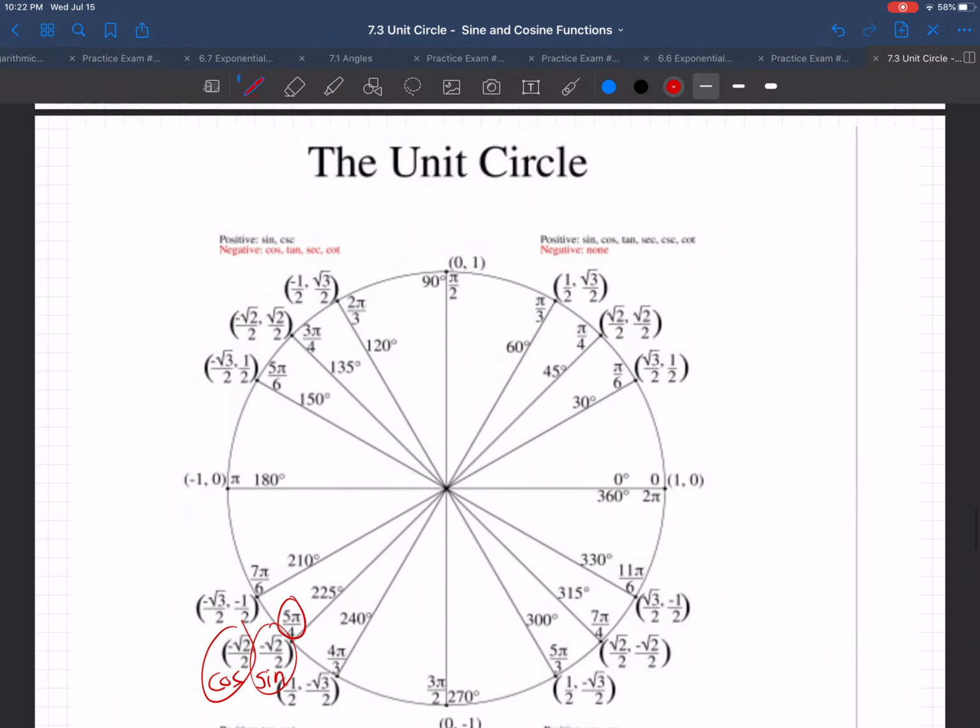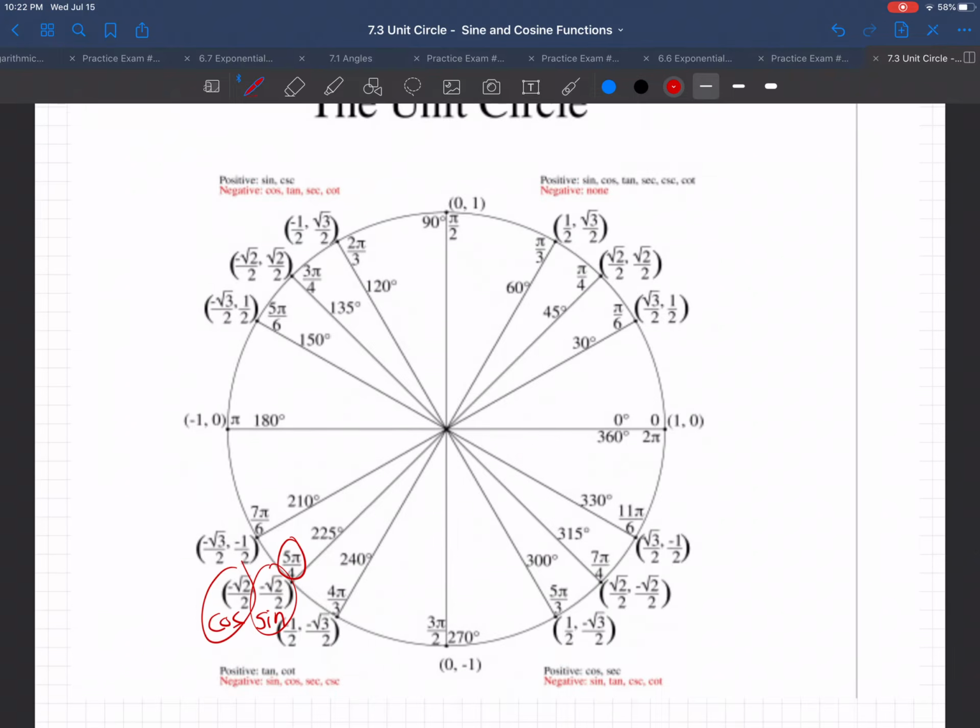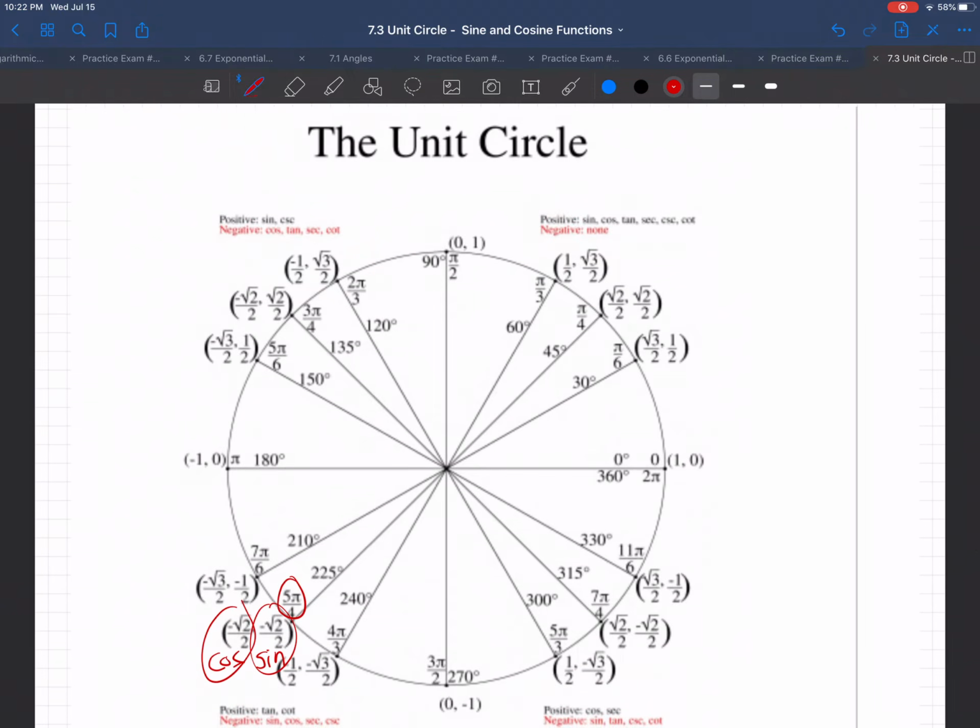So on the exam, you won't have a calculator, but you will have the unit circle. So you could find the sine and cosine of any value. So they could ask me 11 pi over 6. So the cosine of 11 pi over 6 would be root 3 over 2. And the sine of that same angle, 11 pi over 6, would be minus a half.